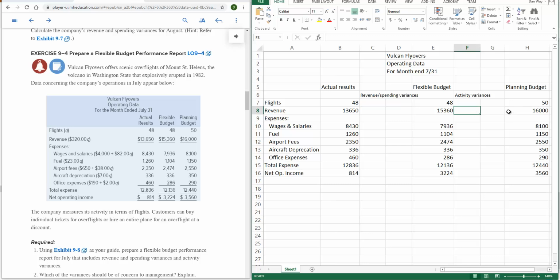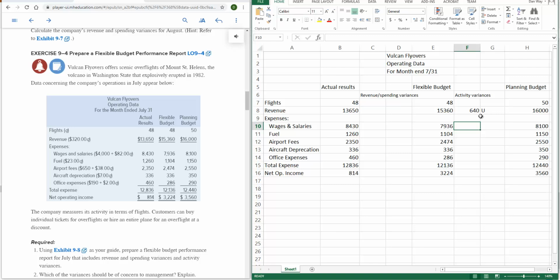Revenue was expected to be $16,000 in the planning budget. Our flex budget shows $15,360. So we'll just get the difference between those two, or $640. And again, because the revenue in our flex budget is lower than our planning budget, we'd say that variance is unfavorable. And again, we would know that distinction before we even found a number here, because we conducted fewer flights than we expected to.